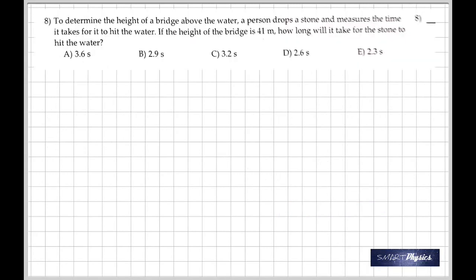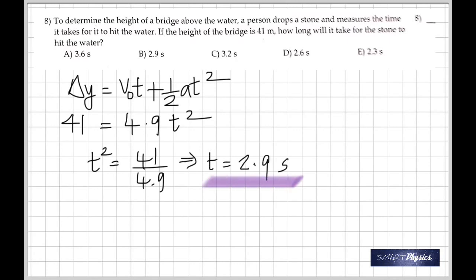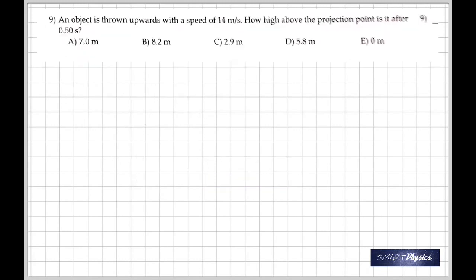Find the height of a bridge above the water. A person drops a stone, measures the time it takes to hit the water. The bridge has a height of 41 meters. Now that is straightforward. Displacement is 41 and v naught is 0. That's why the first term has become 0. 2.9 seconds straight.